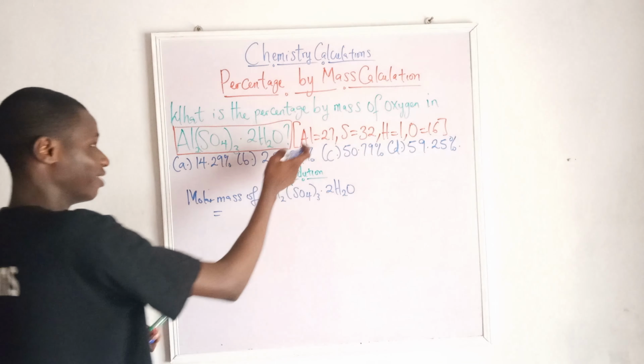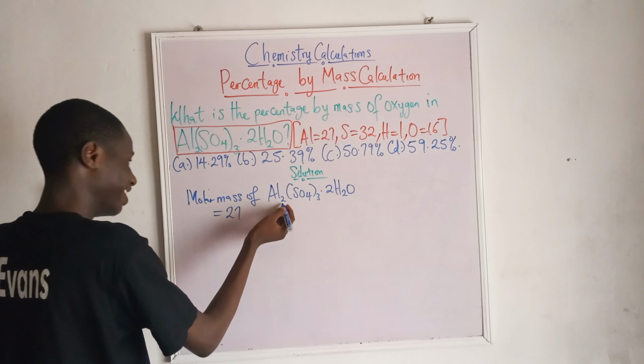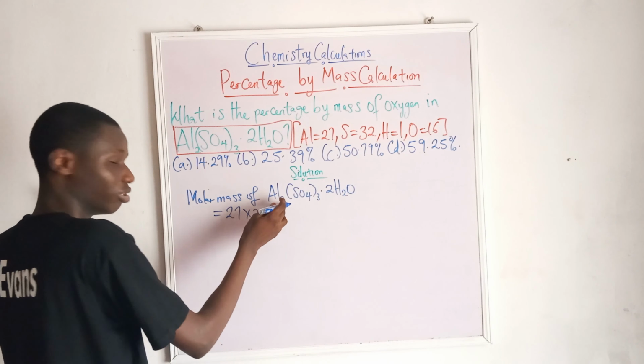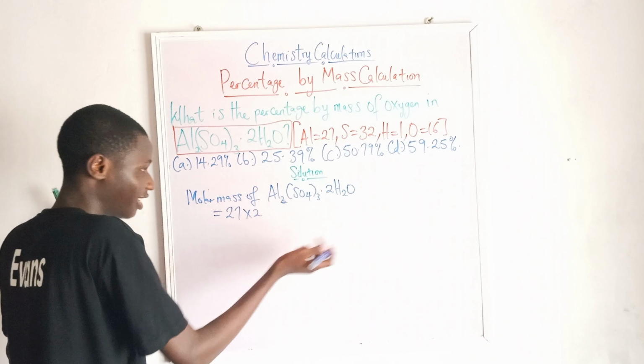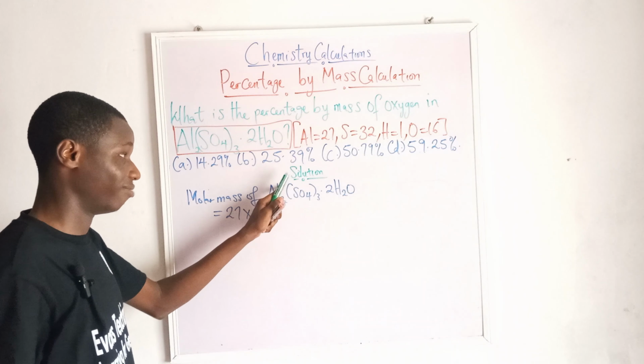Now, what's the molar mass of aluminum? That is 27. If you look at it, there's a subscript there, so what you do is multiply it by the subscript. Do you understand? Now, what are you going to do next? You add. You are not multiplying because of the bracket.